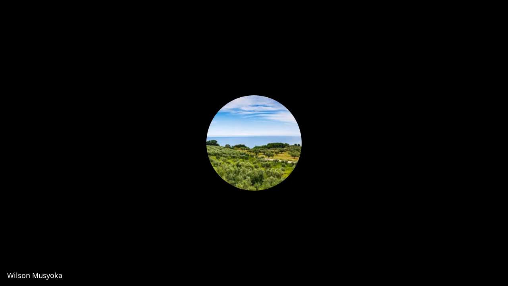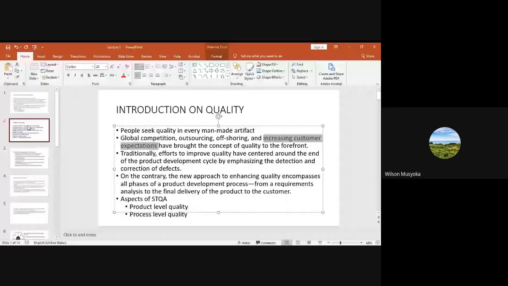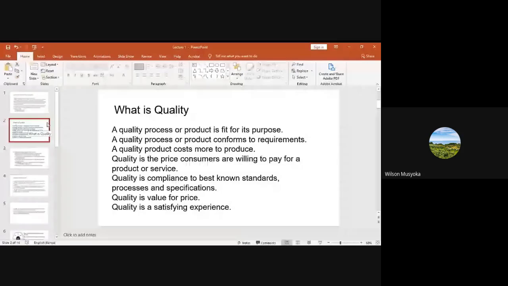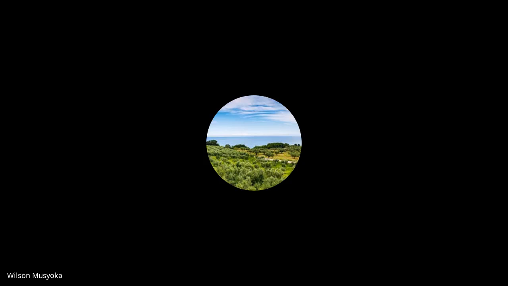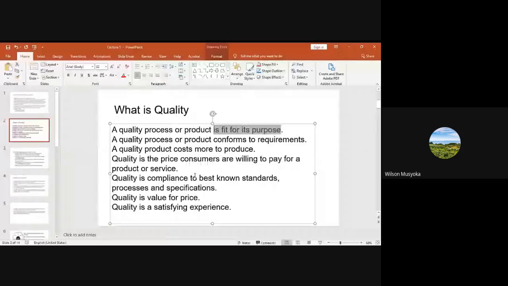So quality has many definitions and many understandings depending on where you're coming from. Quality can be fitness for purpose. So if you're producing a software that is fitting for a specific purpose, then it can be said to have quality because it is able to serve that particular purpose.